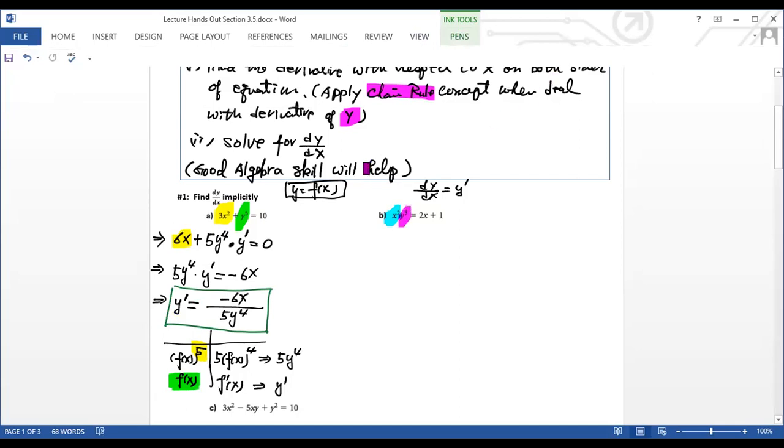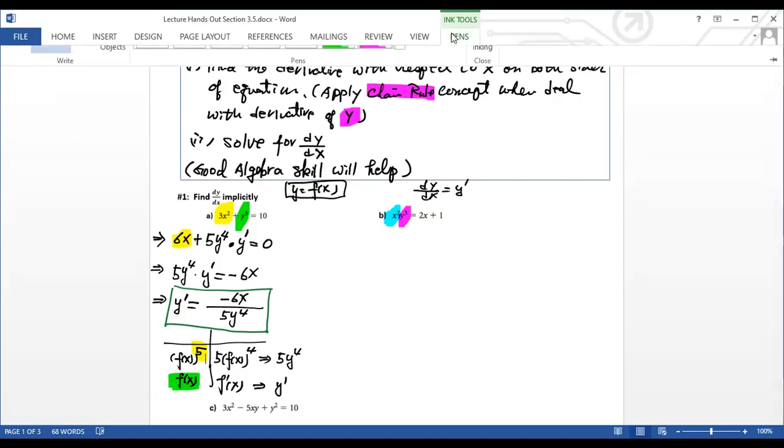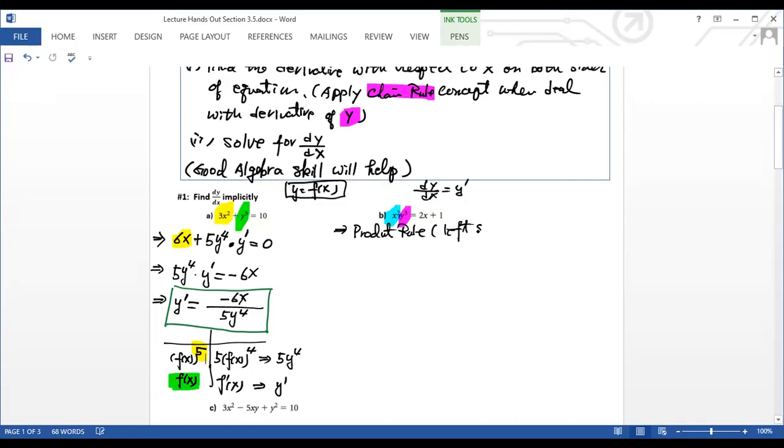So this is y cubed. Remember, y is a function of x. So what do I need to apply here? In order to take the derivative of both sides, what I need to do first is the product rule on my left-hand side, right? Because you have x squared times some function. Okay, let's see if we can do that.